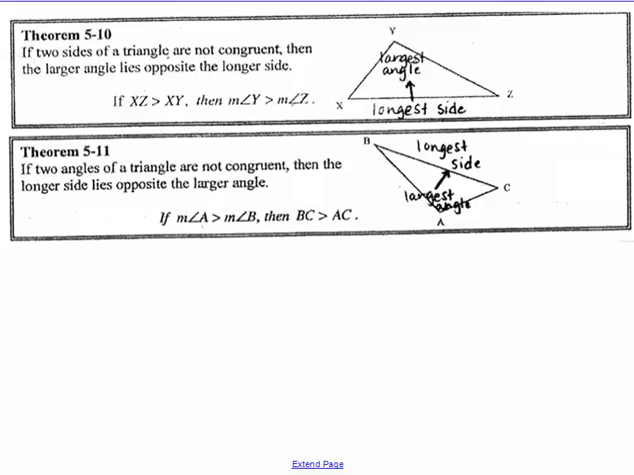Another theorem that goes along with this is that if two sides of a triangle aren't congruent, then the larger angle lies opposite the largest side. So the largest angle is opposite the longest side. And the converse of that one is if you have angles that aren't congruent, then the longest side is across from the largest angle.